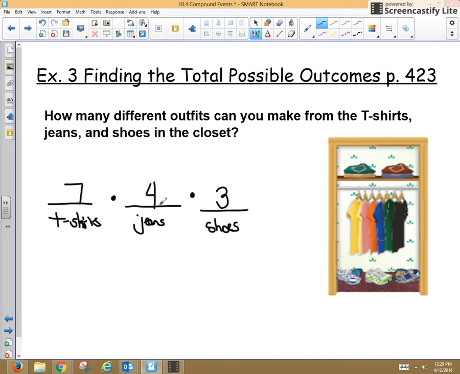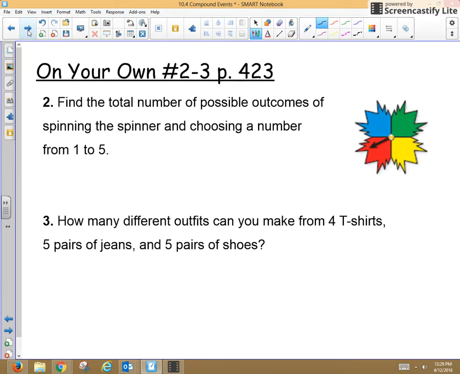I know 4 times 3 is 12. 12 times 7 equals 84 different possible outcomes. So that means you can make 84 different outfits from just 7 shirts, 4 jeans, and 3 pairs of shoes. You would have enough clothes to go almost 3 months without repeating the same exact outfit. Now I'd like you to try on your own numbers 2 and 3. Pause the video to work these out.